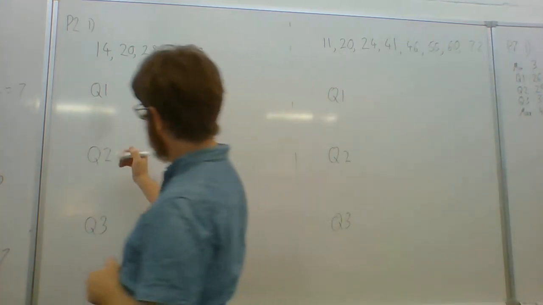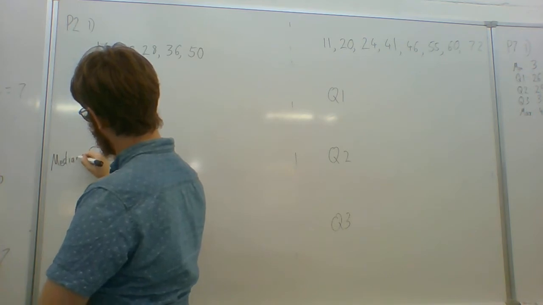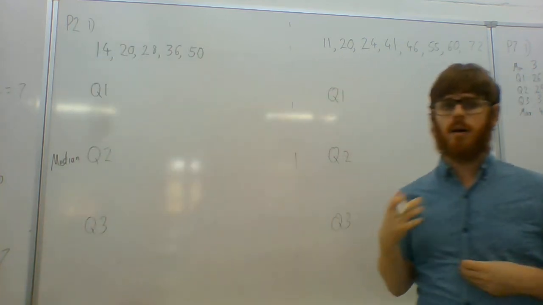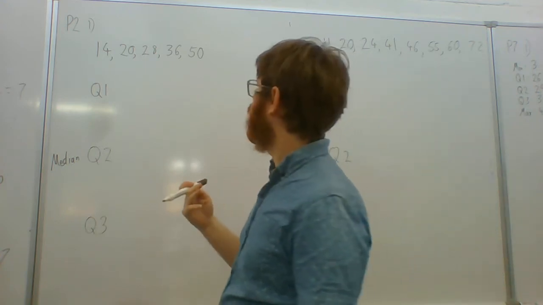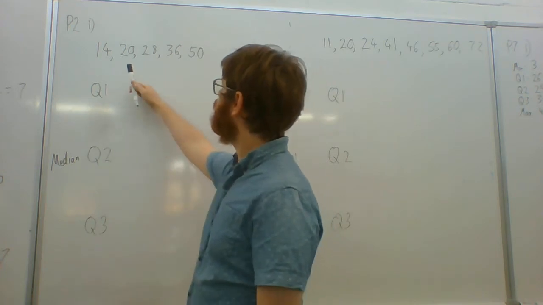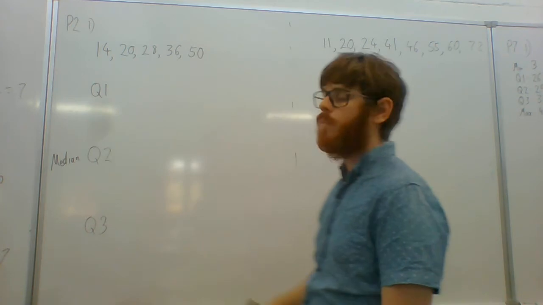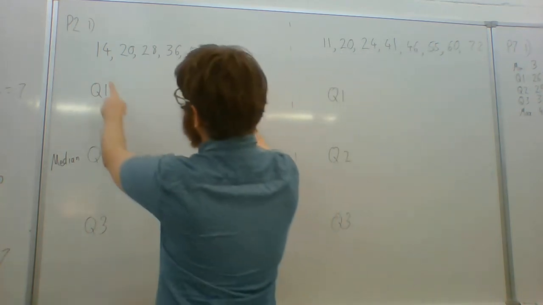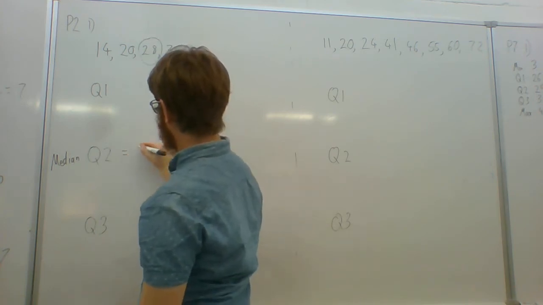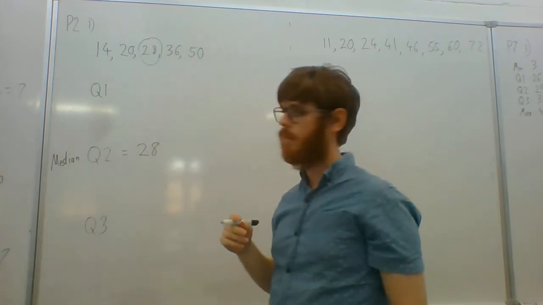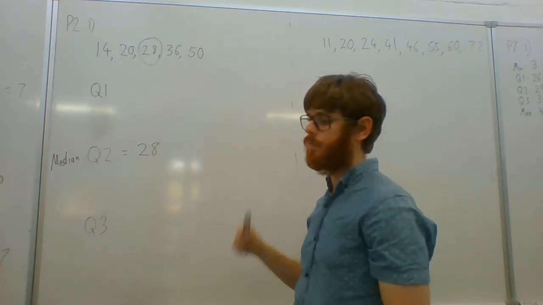Your Q2 is the median. Okay? So our Q2 is the median, so we find it the same way as we find the median, which is to find the middle number. First thing we need to do, is it in smallest to largest? Yes, it is. Okay, now we just need to find our middle number. It's 28. Okay? Now, that's nice and easy.